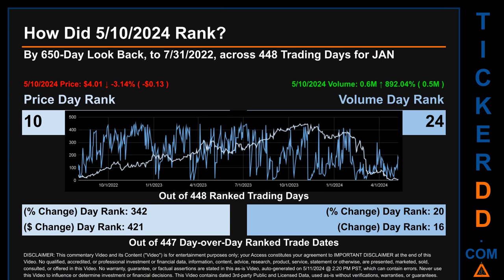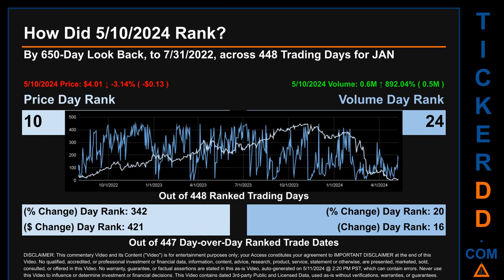How did the 10th of May 2024 rank for JAN? By 650 calendar day look back to July 31, 2022, across 448 trading days, the 10th of May 2024 price ranked 10 while its volume ranked 24. Each of the 448 trading days were ranked amongst themselves by highest end-of-day price and volume, with a rank of 1 being the highest and 448 being the lowest ranked day.